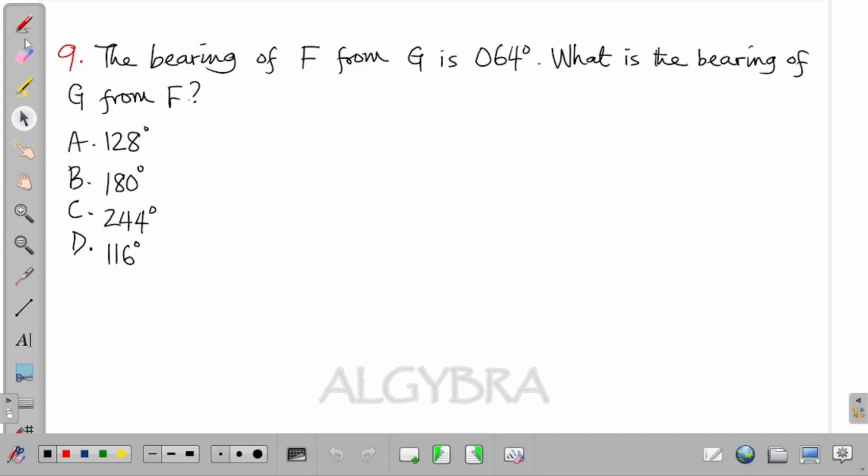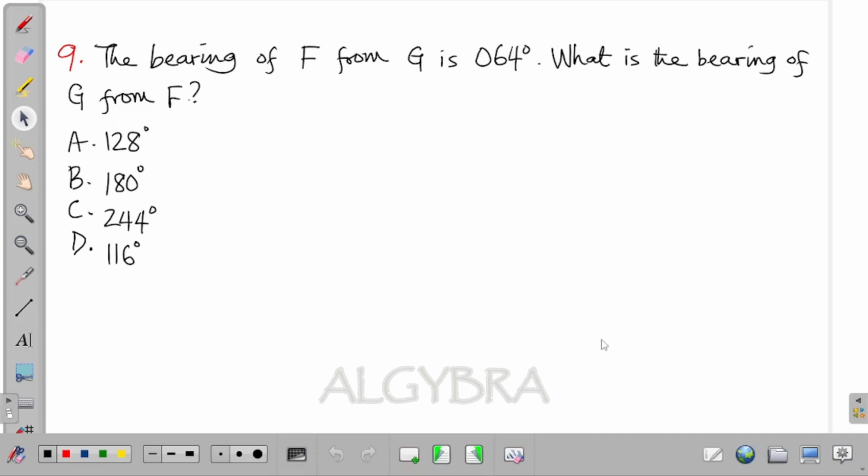So in today's video, we are going to go through the 9th question of the WAEC Mathematics 2025 past questions. The bearing of F from G is 064 degrees. What is the bearing of G from F? F and G are 2 points on the plane. They say the bearing of F from G is 064.